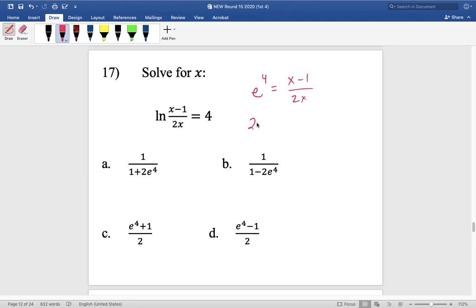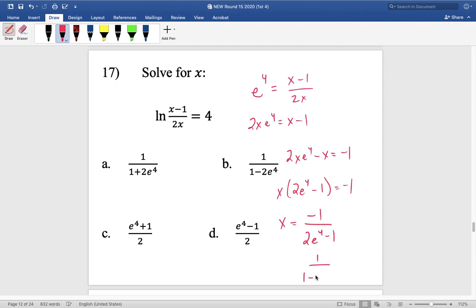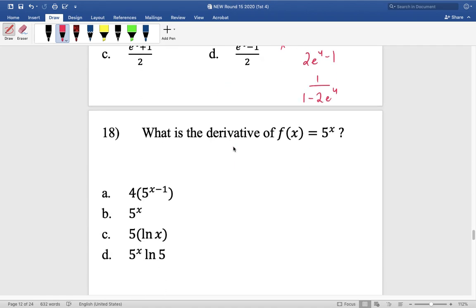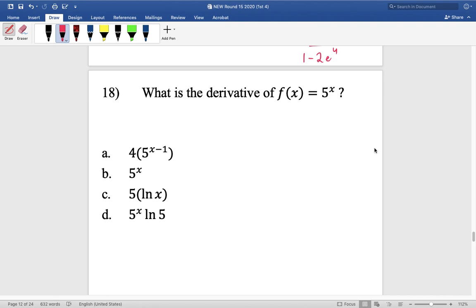If I multiply by 2x, I have 2e to the fourth x equals x minus 1. Subtract off the x, and I have negative 1. If you factor out an x, you have 2e to the fourth minus 1, equals negative 1. x is equal to negative 1 over 2e to the fourth minus 1. Not an answer, but if I factor out a negative 1 from the top, I have 1. If I factor out a negative 1 from the bottom, I have 2e to the fourth. Problem B, answer B.